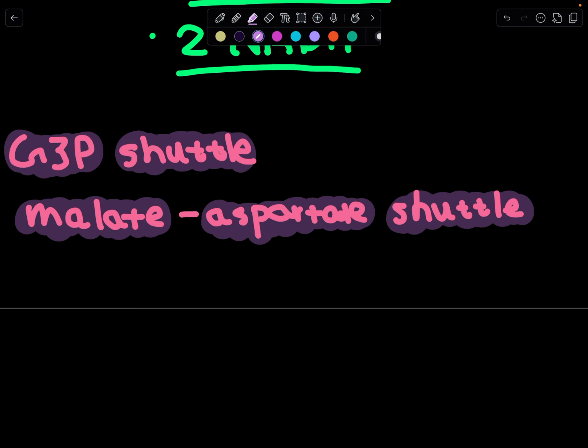The goal of both shuttles is twofold: get NADH's electrons into the ETC to drive ATP production via oxidative phosphorylation, and regenerate NAD+ in the cytosol so glycolysis can keep producing pyruvate and a bit of ATP. Without NAD+, glycolysis would stop.